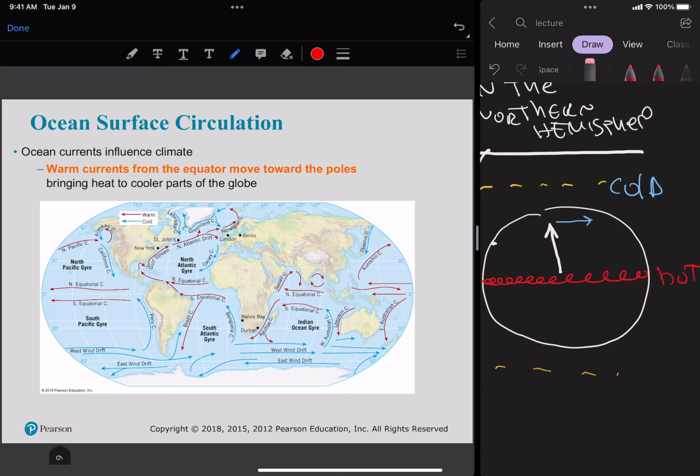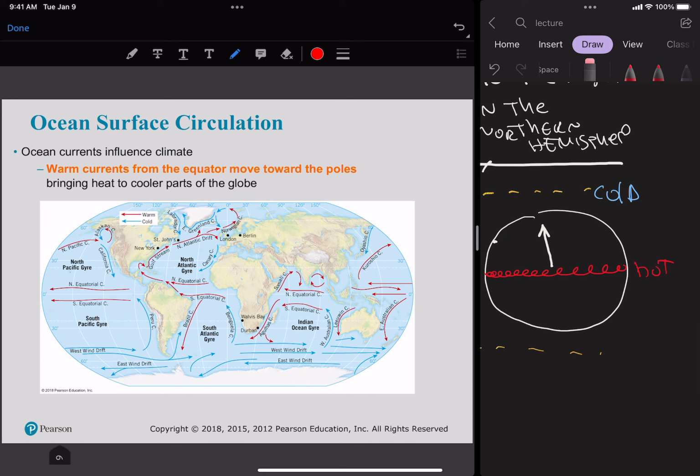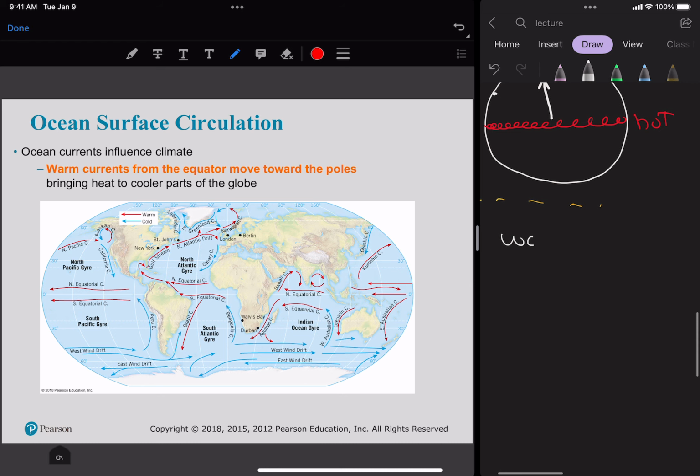But one of the main drivers is just this idea that warm currents always want to move north towards the poles. Well, let's just say towards the poles, the North Pole or the South Pole. Warm currents always want to go to where it's cold. So warm currents always move towards the poles.